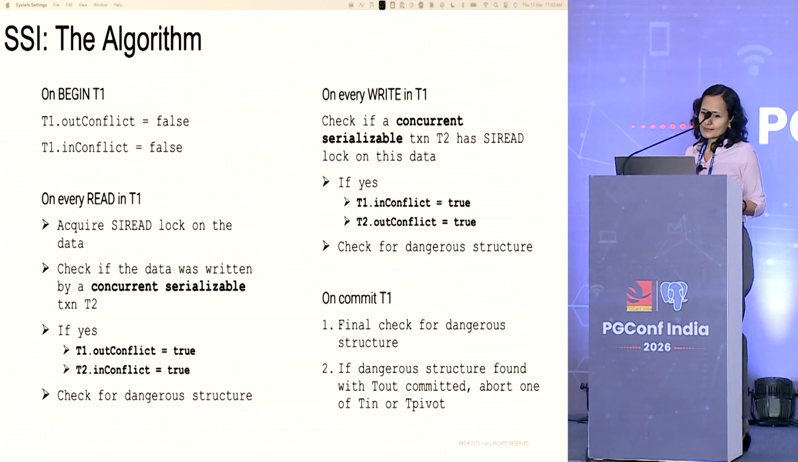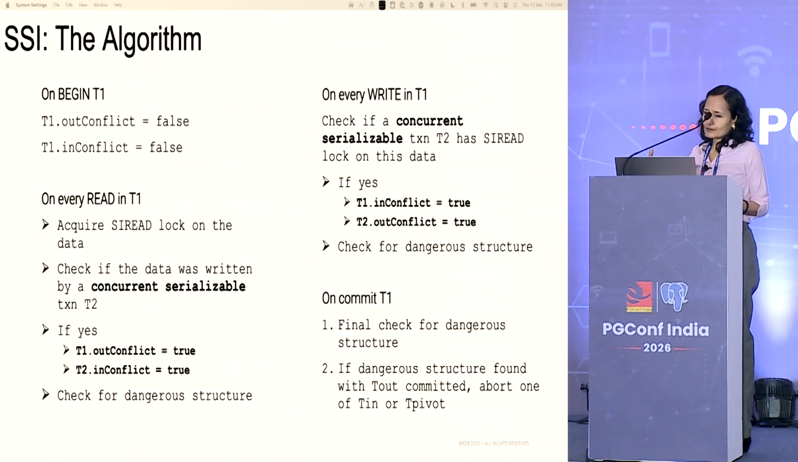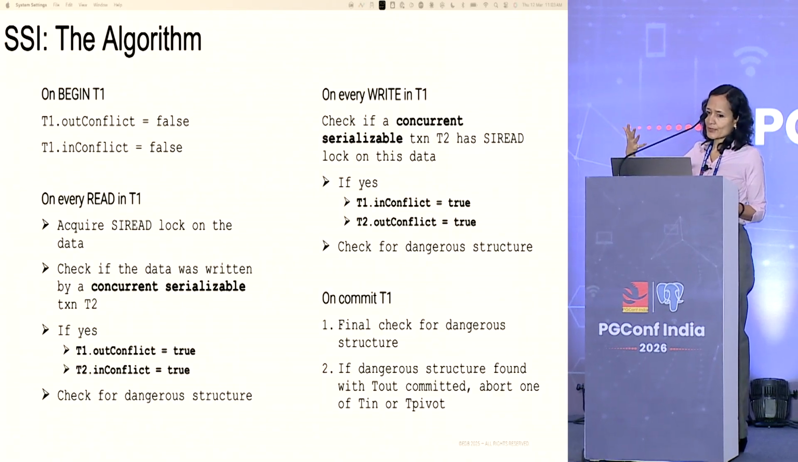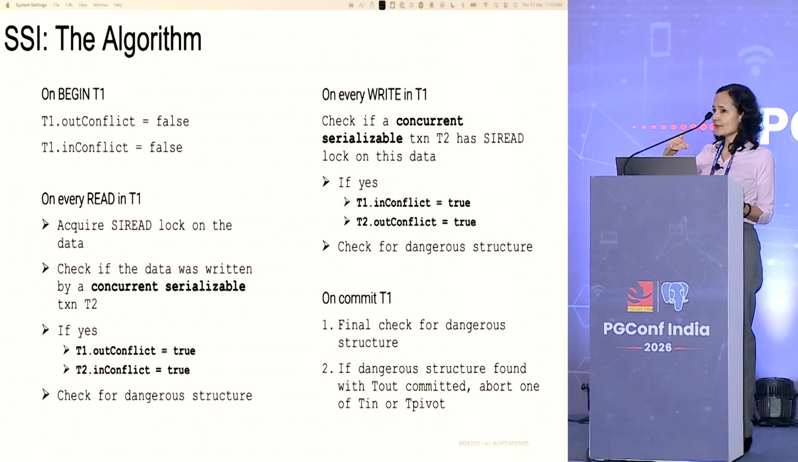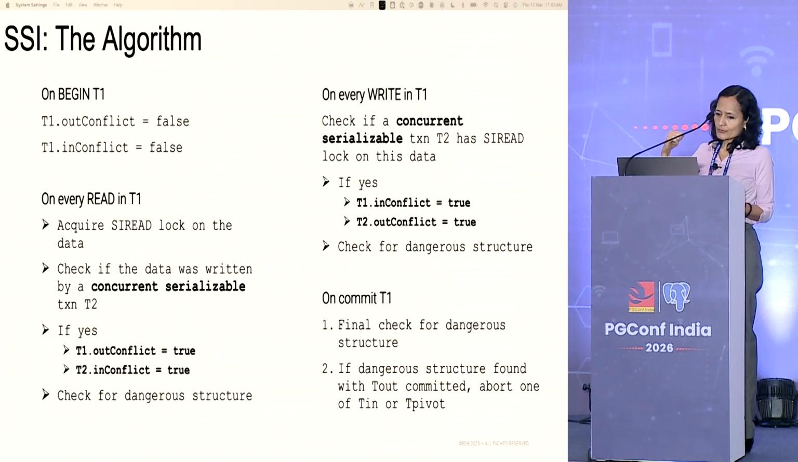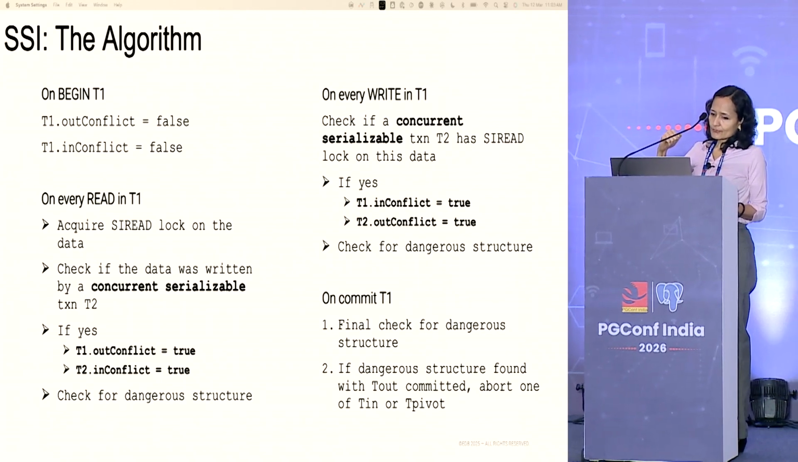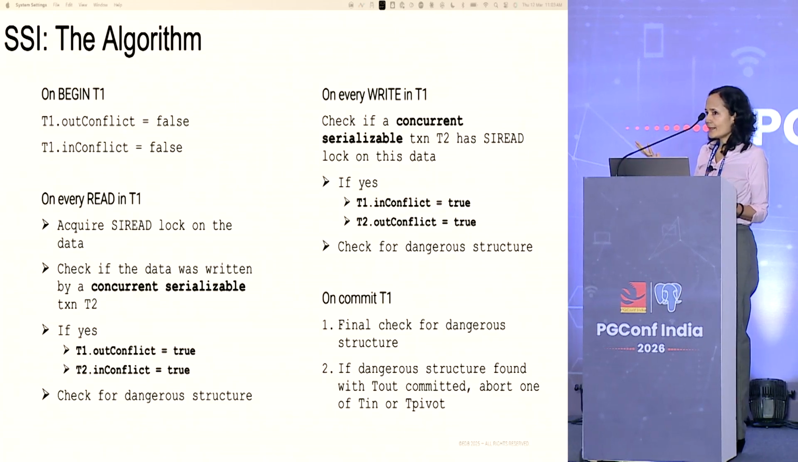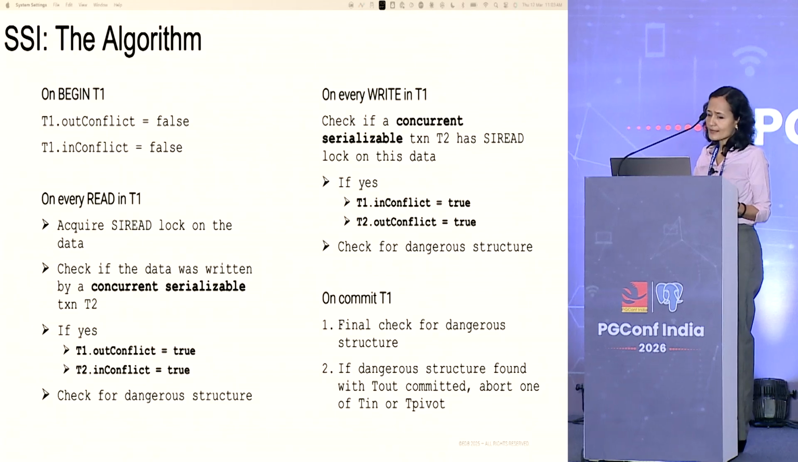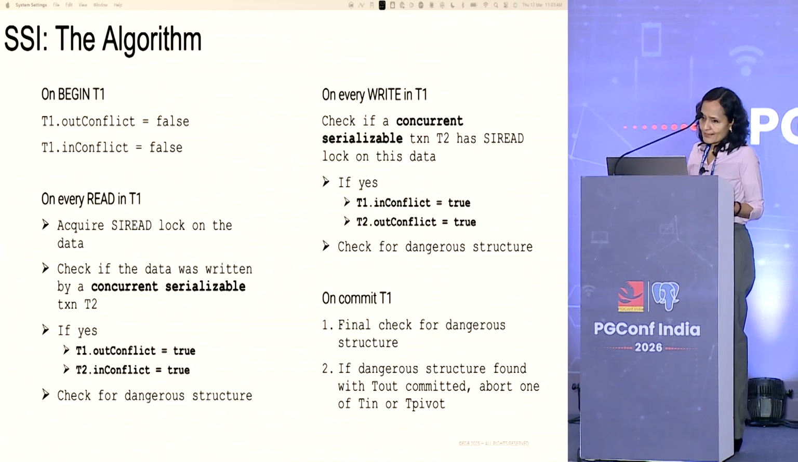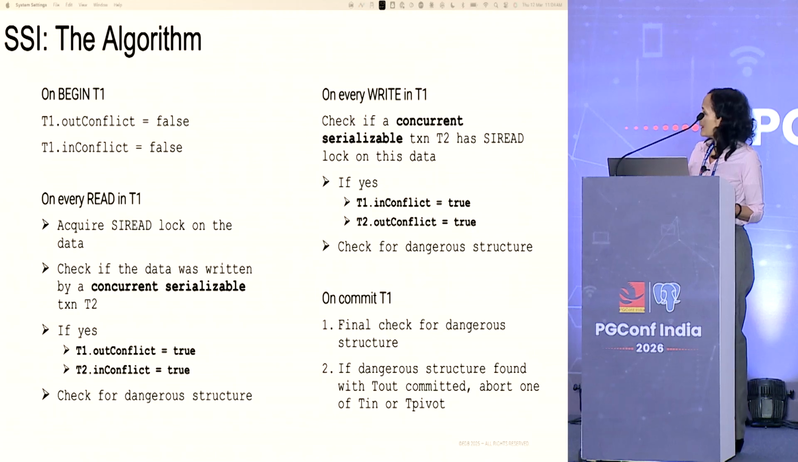So basically on begin, let's say there is a tracking structure which we initialize when the snapshot is taken, and we have an out conflict and an in conflict field which can be thought of as an edge. So T1 has an out conflict and an in conflict. I have denoted it here as a bool, but it's actually a pointer to another transaction, which is outgoing. And it could also be a list of out conflicts, as is done in Postgres. So you initialize these. On every read, we acquire an SI read lock.